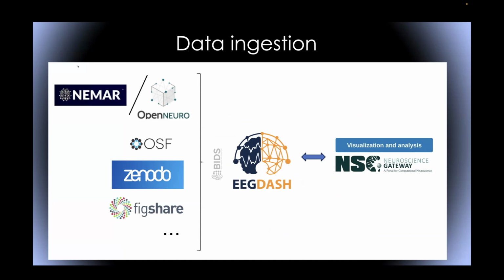And in terms of compute, we have Amit on the team. So we have a direct link with the Neuroscience Gateway, which is another NSF-funded project, for the compute part of the project, for computing data quality metrics.